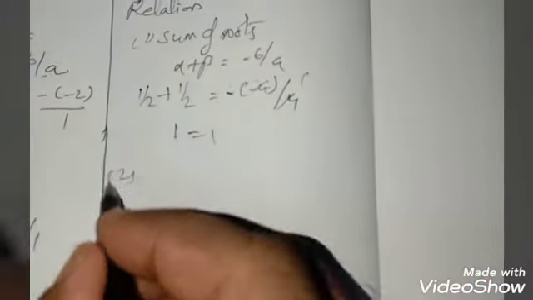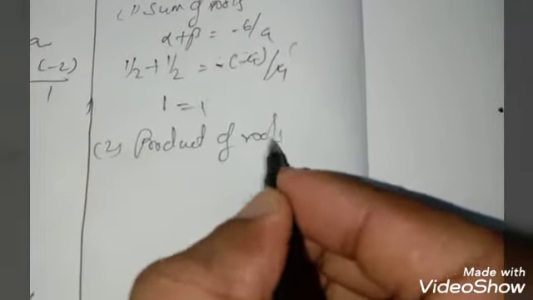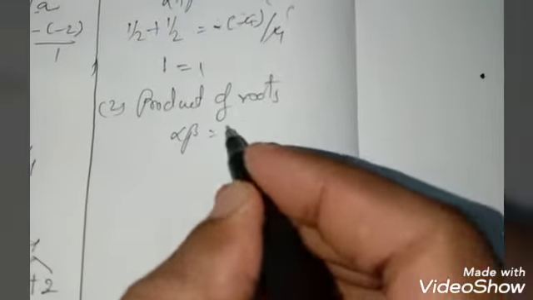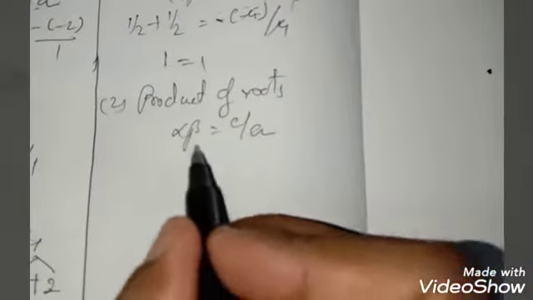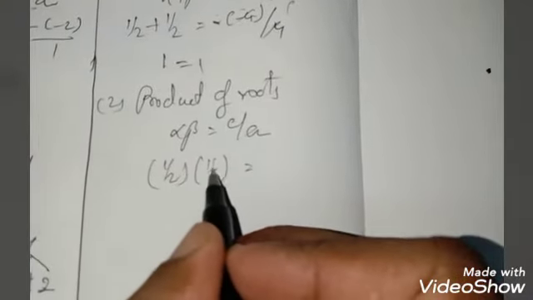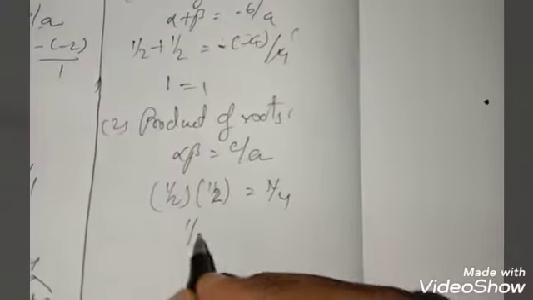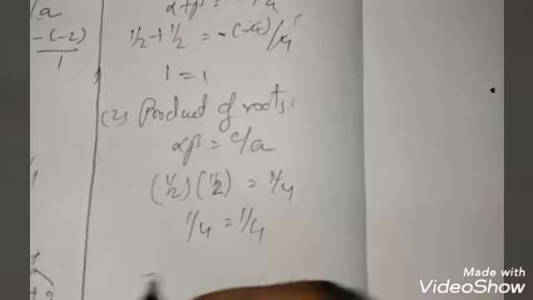Right. Next, second one, product. Now the product of roots, alpha beta is equal to c by a. Right. Now alpha is given as 1 by 2, beta is also 1 by 2, is equal to c value, which is given as 1, and a value is 4. That is 1 by 4. Now 1 by 2 into 1 by 2 is 1 by 4, which is equal to 1 by 4. So like this we are showing the relation.